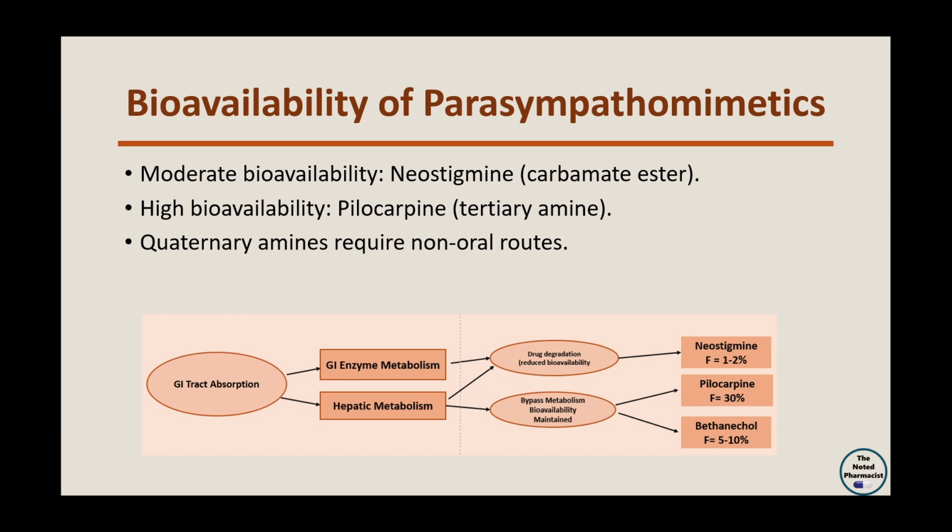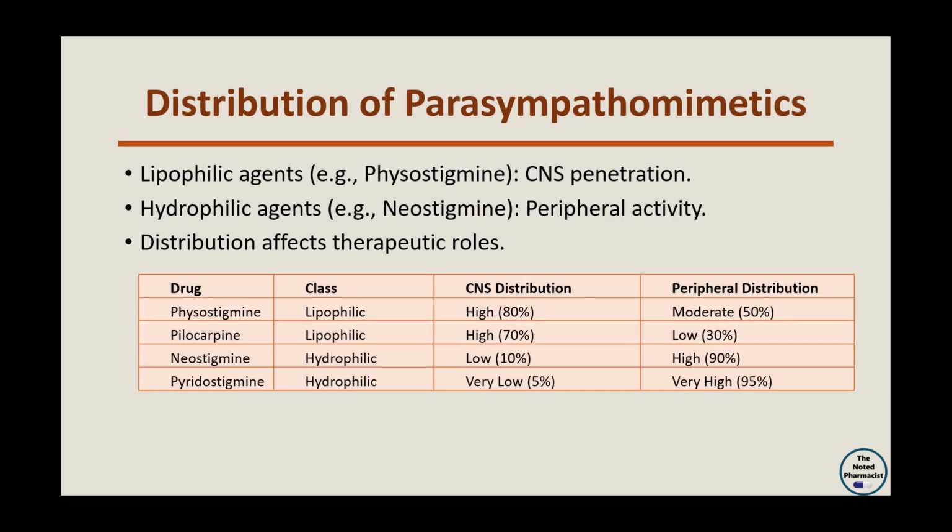The distribution of parasympathomimetics is influenced by their polarity and lipophilicity, determining their ability to cross membranes. Lipophilic drugs like physostigmine can penetrate the blood-brain barrier, enabling central nervous system (CNS) activity, which is crucial for treating conditions like anticholinergic toxicity.